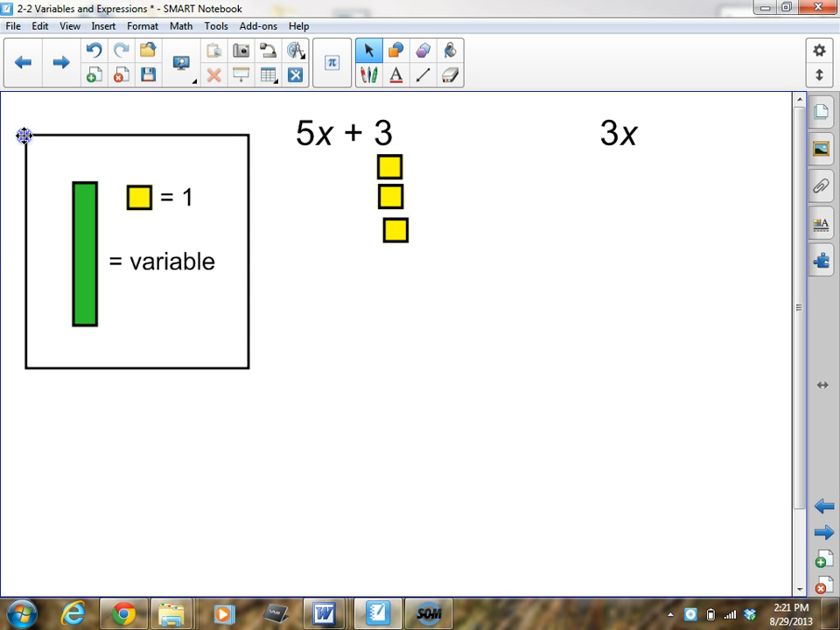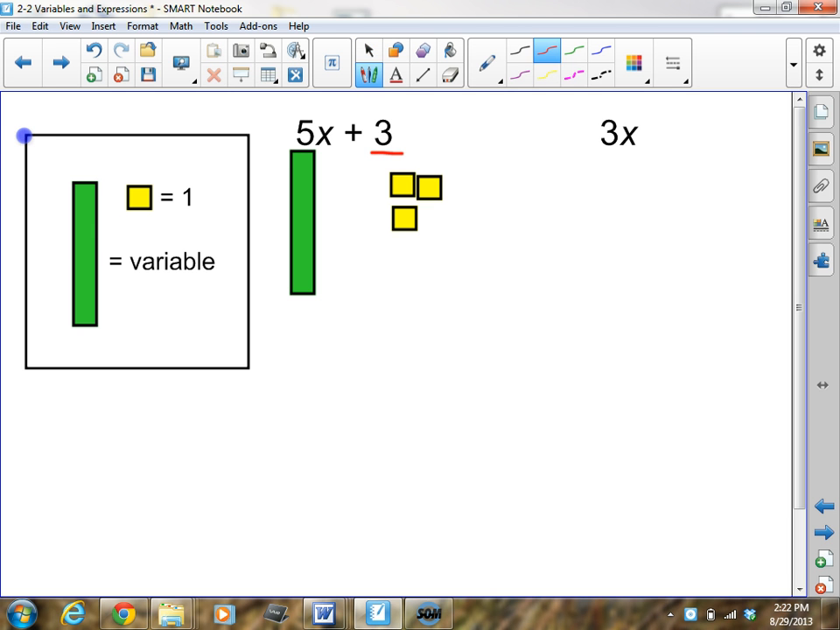And then the bar here is going to represent the variable, because the bar could represent any number. It could be a small number or a big number. We're just going to use the bar to represent the variable. So in this case, I have 3 ones over here, so I have that there.